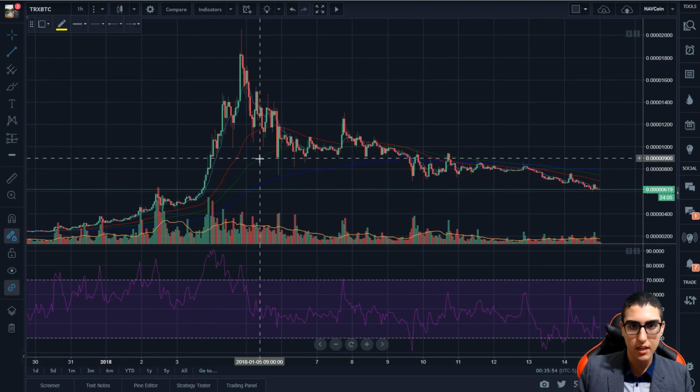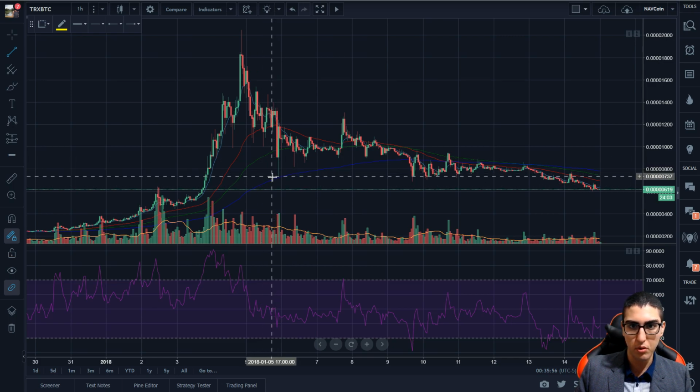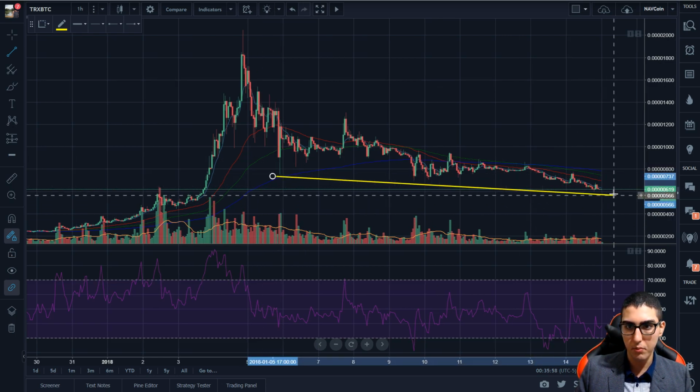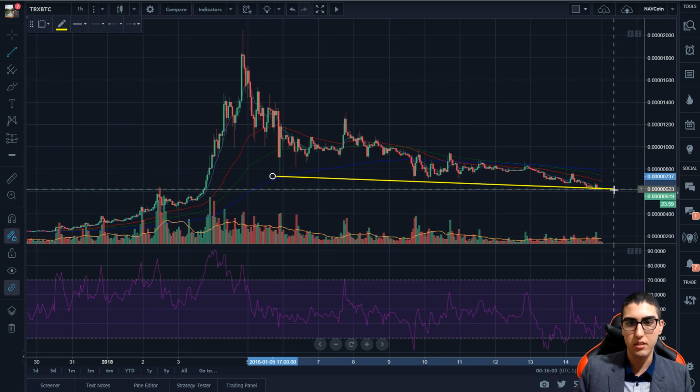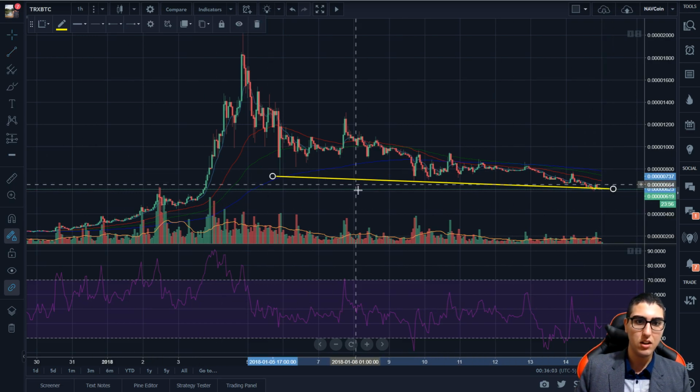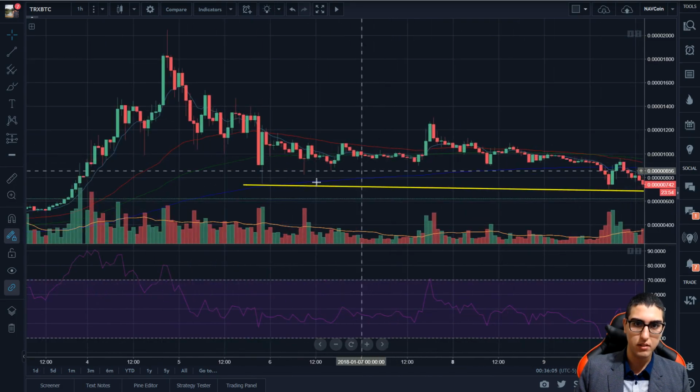So you can see here, if we were to pull up this support level, it looks like we're finding some clear support right around the 607 Satoshi level, slightly descending there, and I'm actually using the wicks to calculate this support level.